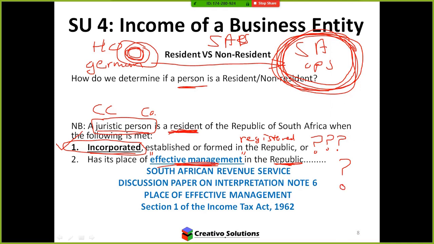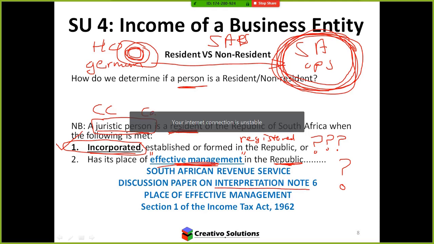If it's a resident, then they have to pay taxes on the worldwide income. If it's a non-resident, then they don't have to pay taxes on the worldwide income, and they only pay taxes in South Africa. And there are some guidelines. We spoke about practice notes. There are also interpretation notes.